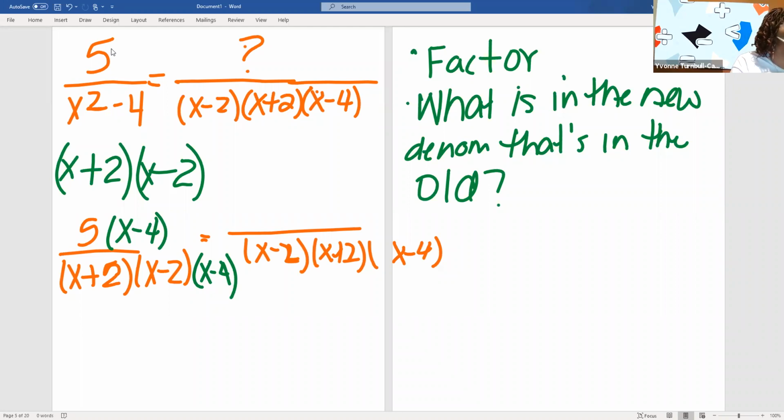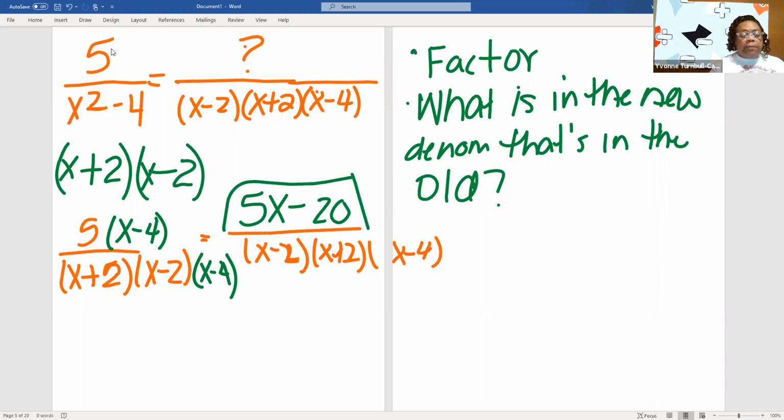Sometimes they do and sometimes they don't. Distribute: 5x minus 20. And this is your answer. The question was to find an equivalent fraction and they were missing the denominator.